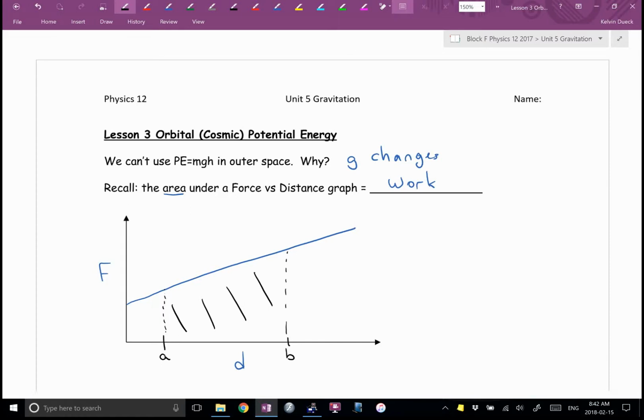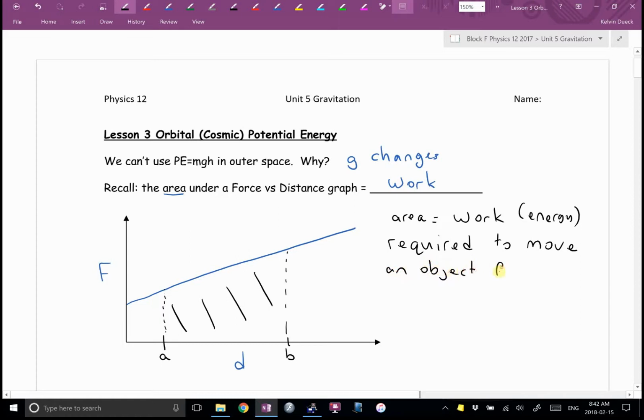Now I'm going to say this. It isn't just work. The area is the work, and you can put in brackets energy, required to move an object from A to B. That's how much energy, how much work it took to move this mystery object, of which I don't know, but I can tell you it took that much energy, that much work to move it from location A to location B.